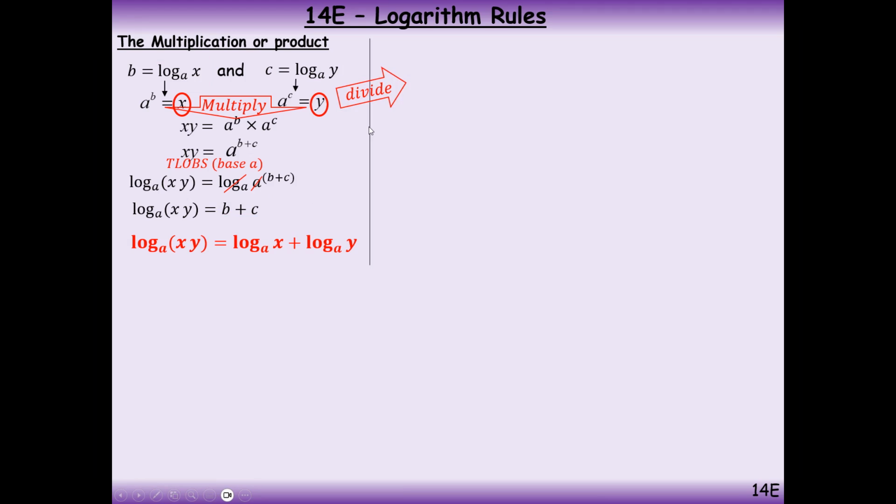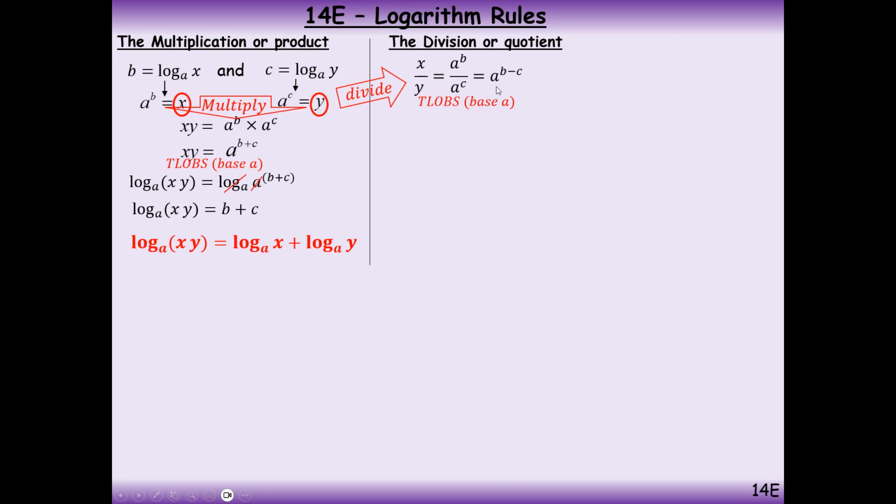I'm going to draw a line here, and with that same x and y that I showed you, now instead of multiplying them, we're going to divide one by the other and see what happens. So x divided by y means a raised to the power of b on top of the fraction and a raised to the power of c on the bottom of the fraction. That means subtracting the powers from each other.